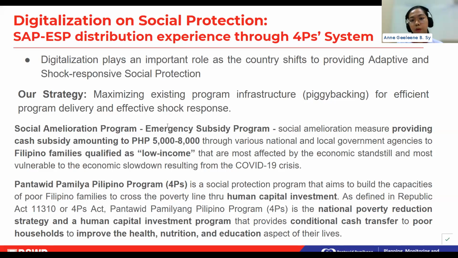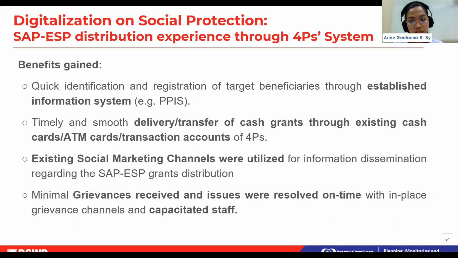And our strategy for the implementation of the SAP emergency subsidy involves maximizing the existing infrastructure by piggybacking with the Pantawid Pamilyang Pilipino Program, or 4Ps, the National Poverty Reduction Program and a Human Capital Investment Program of the country that provides conditional cash transfers to poor households to improve the health, nutrition, and education aspects of their lives. With the 4Ps pre-existing database or information system called Pantawid Pamilya Information System, or PPIS, we were able to realize efficient and effective delivery of the cash grants to our beneficiaries.